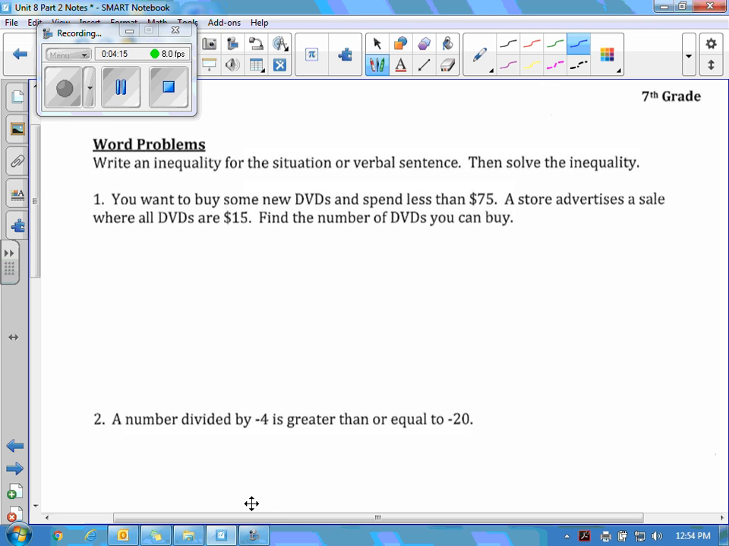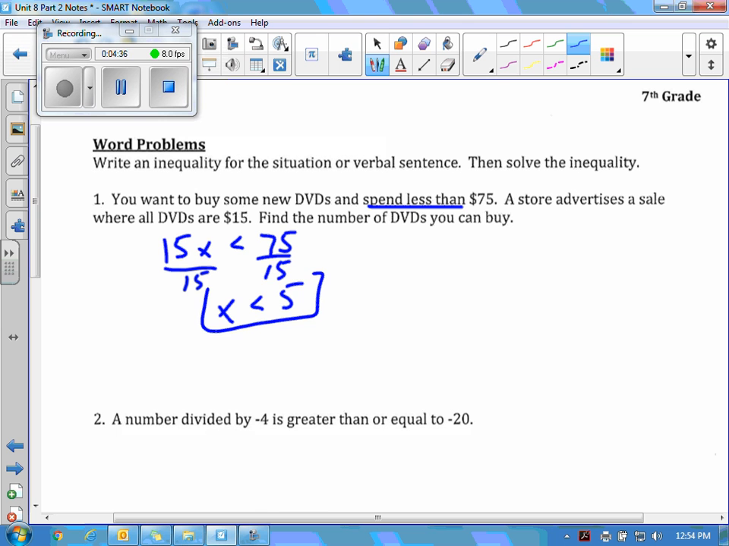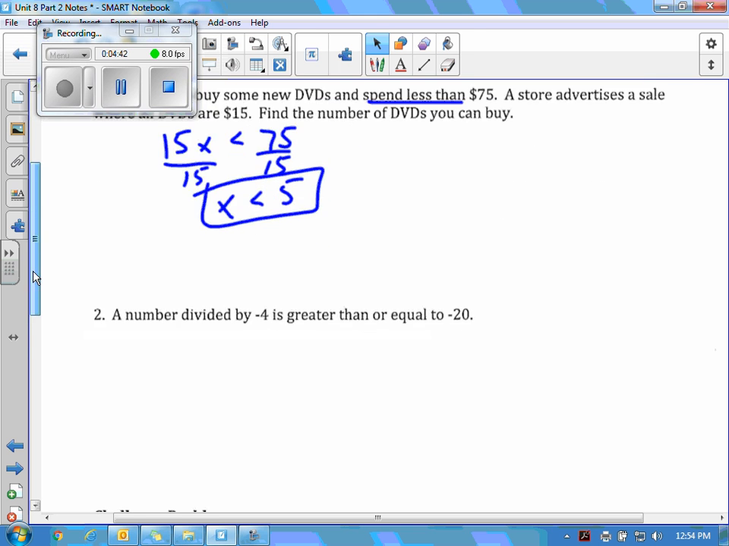Each DVD is going to be $15. But I don't know how many I have, so I'm going to put an x. But I do know that the total I can spend is less than 75. So that's less than 75 here. To solve this, I'm going to divide both sides by 15. So I'll get x is less than, in this case, 5. So I can buy fewer than 5. Number 2, I'm going to leave for you guys to try.